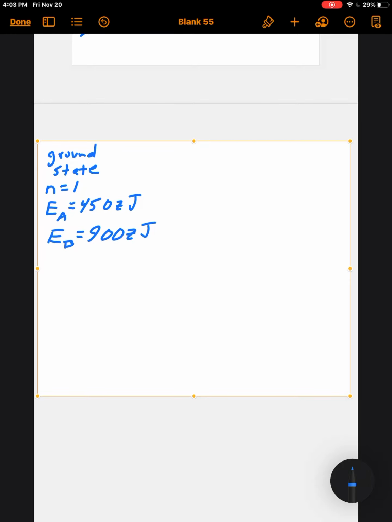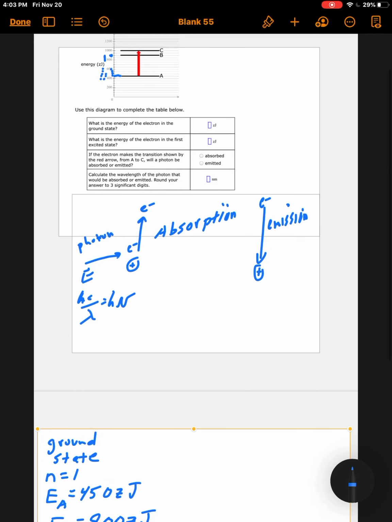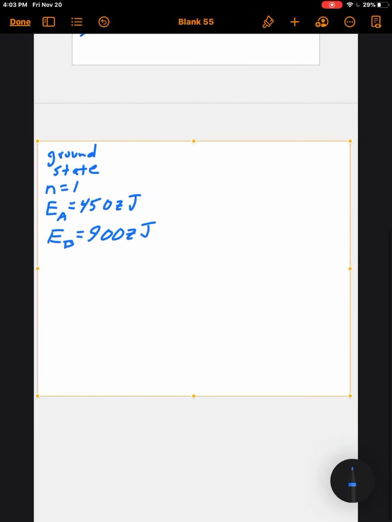That's not bad. So we have those two energies. That's all it's asking for in those first two questions: what are those energies. Now it does have another more involved calculation. It says calculate the wavelength of the photon that would be absorbed or emitted. Round your answer to 3 sig figs. Well, we've already decided it's going to be absorbed.